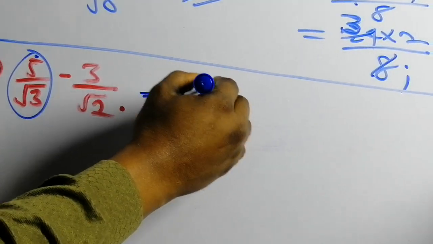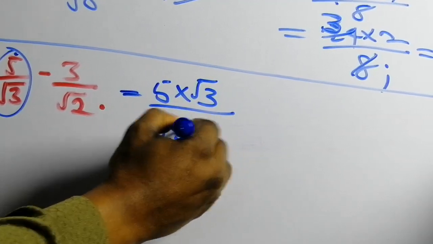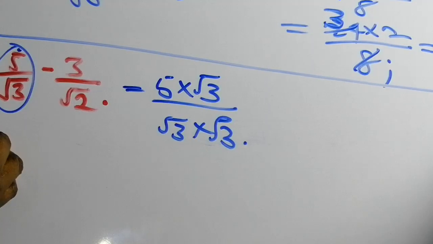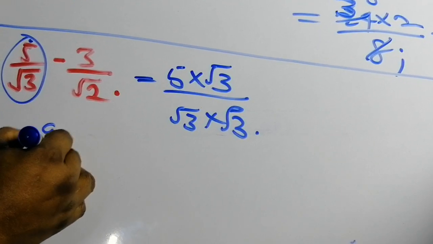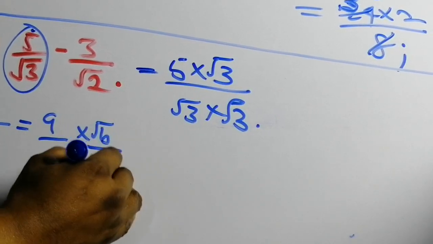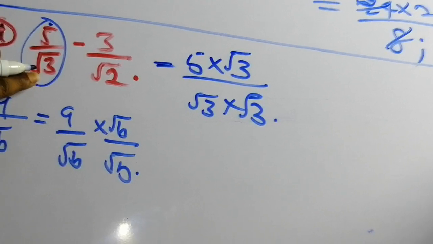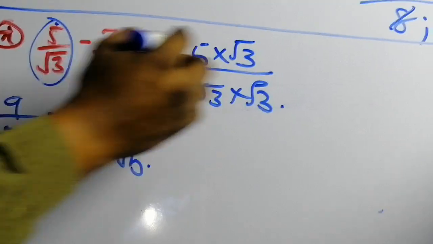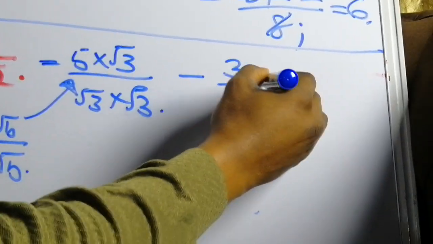So this one will be what? 5 times root 3 over root 3 times root 3. Don't forget, our rationalization is what? A over root b is equal to a over root b times root b over root b. That's the condition for rationalization, when you have a surd at the denominator. So that's exactly what transpired here. So minus 3 over root 2.